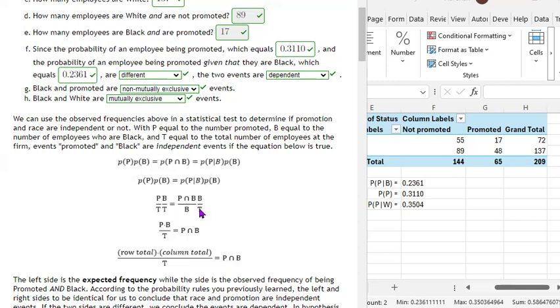So if I multiply both sides by t, right? If I put a t here and I put a t over here, this t and one of these t's cancel, right? So I end up with number promoted times the number of black employees considered for promotion divided by the overall total. And because I multiplied this side by t, these two t's are gone, right? And these two b's are gone. So this is the number of promoted and black, right? This is the promoted and black.